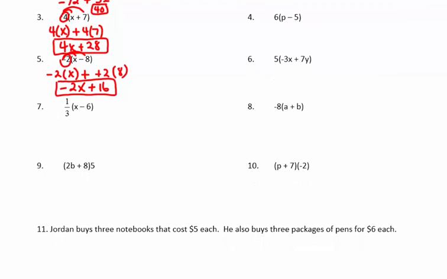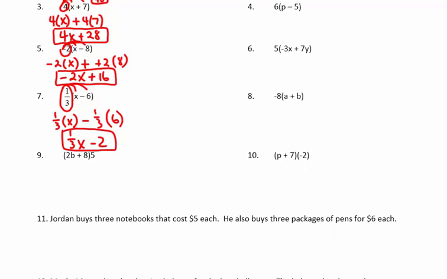Number 7, sometimes we have fractions out front. We do the same thing. 1/3 times x minus 1/3 times the second term, which is 6. So we have 1/3 x minus 1/3 of 6, which is 2. And again, they're not like terms, so I leave it alone.